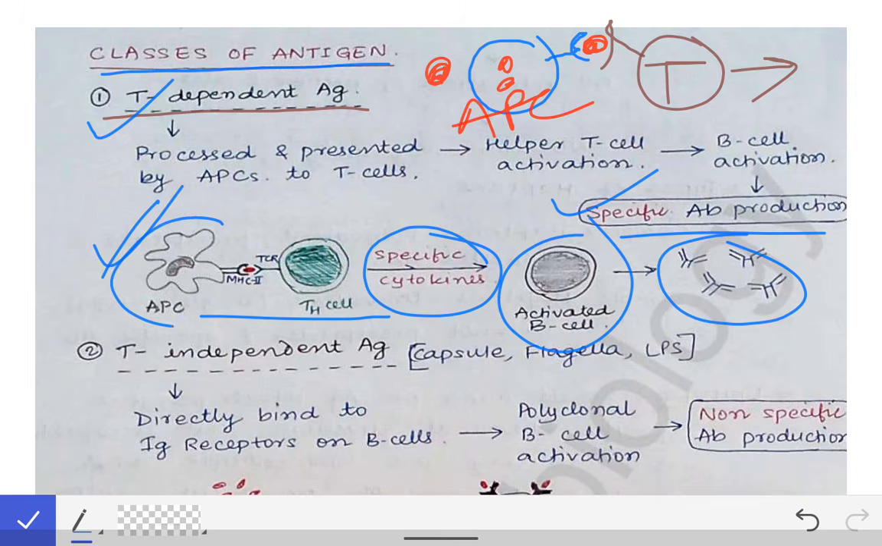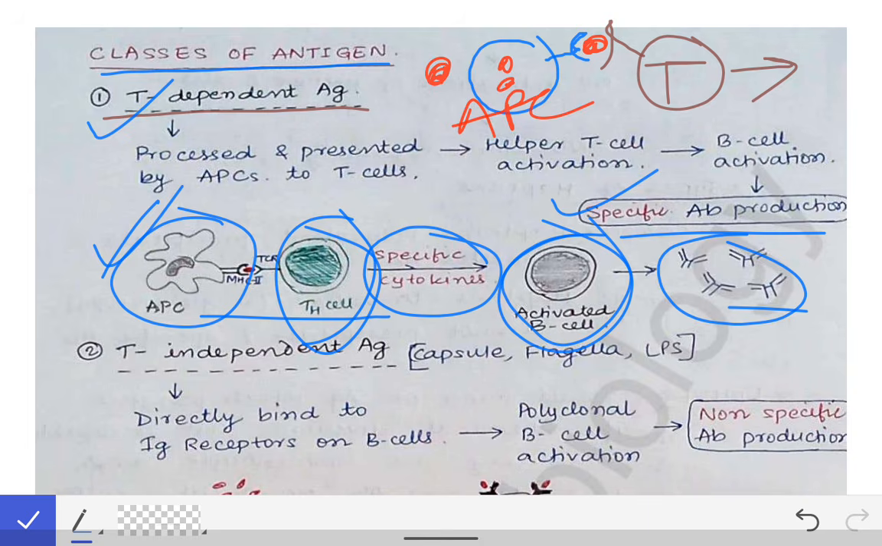These APCs are acting as a peon here. They are presenting the documents to the clerk. These helper T cells are the clerk. So the peon is presenting the documents to the clerk, that is the helper T cells. Now this clerk, that is the helper T cells, will send some signal. That means he will analyze the documents and will send the documents to the headmaster's office. The headmaster is the B cells. So the B cells will see the documents and sign. That means there will be production of antibodies. So they are following the proper channels and getting their documents signed.